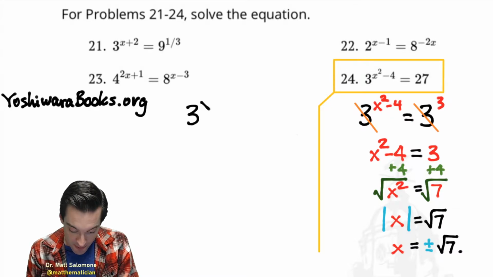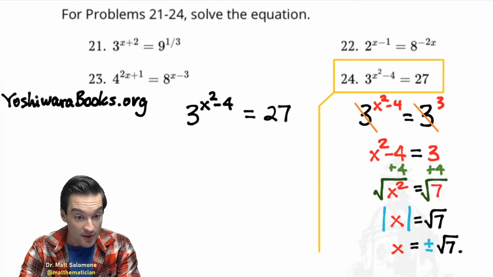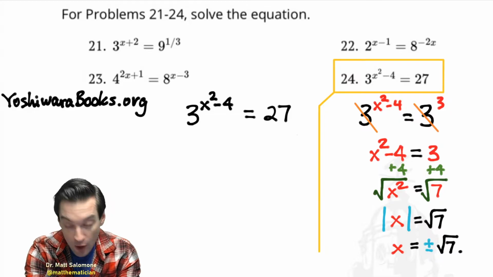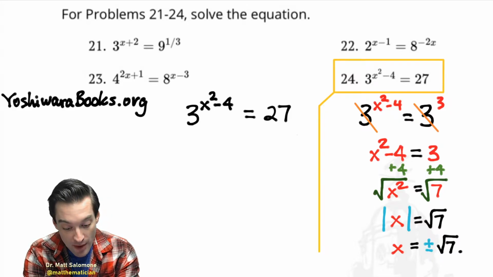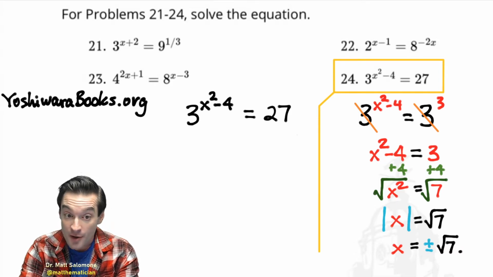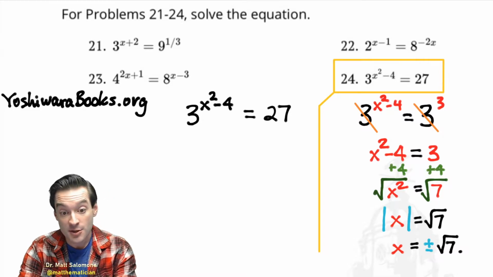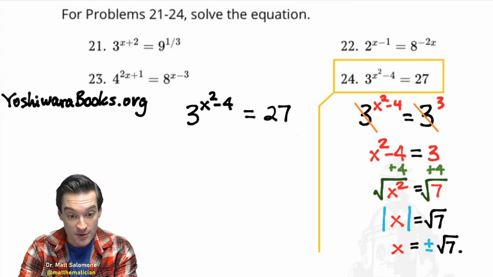So I'm just going to rewrite the problem here again. 3 raised to the power x squared minus 4 is equal to 27. So if I want to rescue something out of an exponent, all we have to do here is remember, I'm going to bring up what is my favorite visual for all of this. Remember the definition of logarithm, how to rewrite an exponential equation as a logarithmic equation instead, or vice versa.